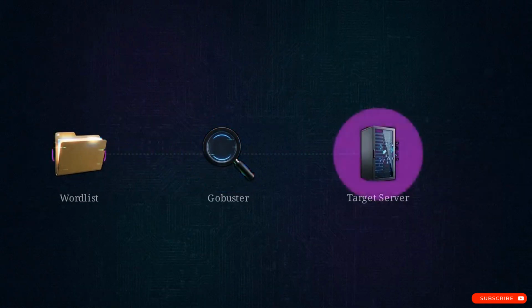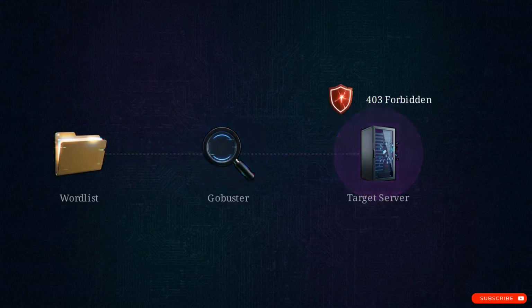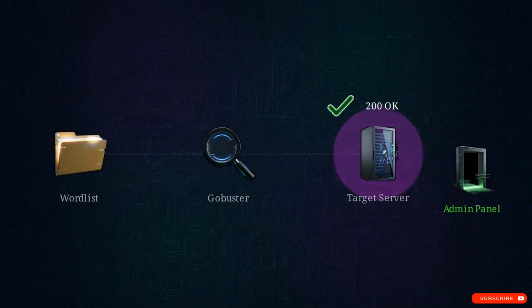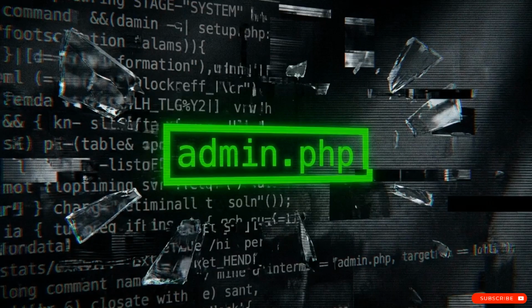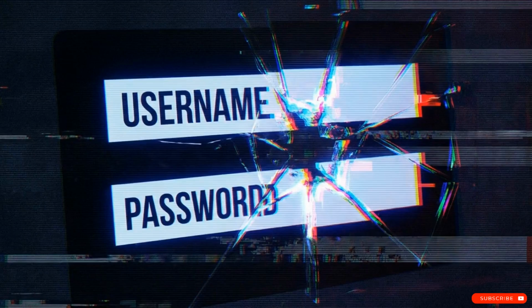If the scanner tries a folder like backup and gets a status code 403 forbidden, the attacker knows the folder exists, even if it's locked. But if a guess returns a 200 OK status, the page exists and is completely accessible. Within minutes, the scanner hits a 200 OK response on a file called admin.php. The hidden login page is exposed, proving the founder's initial assumption wrong.